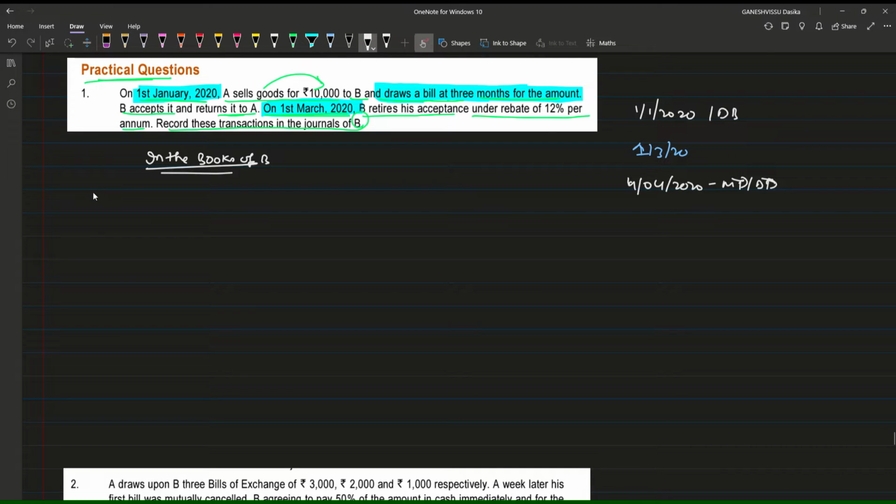What would be the entries? First entry would be on 1/1/2020. Let us assume there will be 3 entries, I suppose. First entry would be for selling the goods. Second entry is drawing the bill of exchange. Third entry is on 1st March 2020 for accepting the retirement of the bill under rebate.